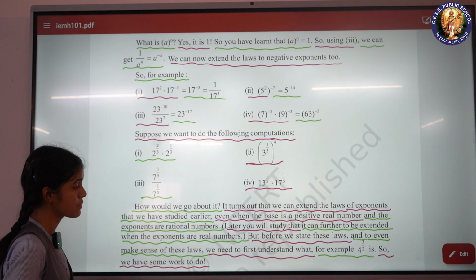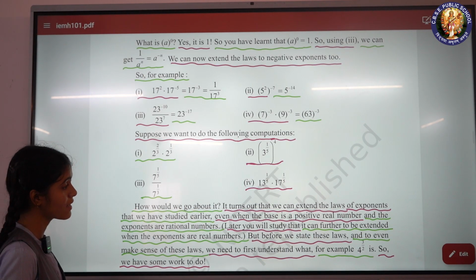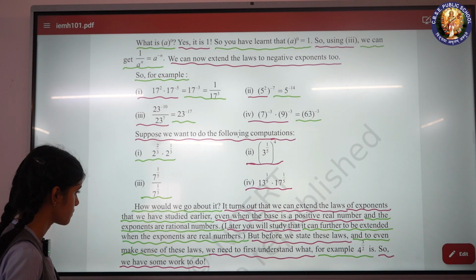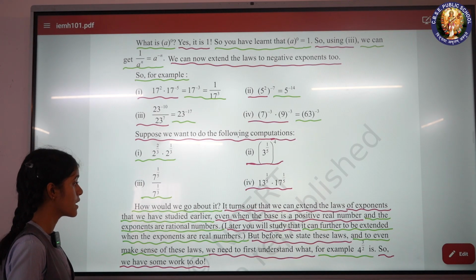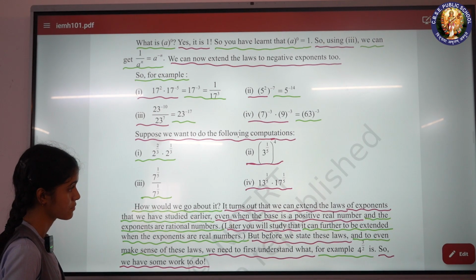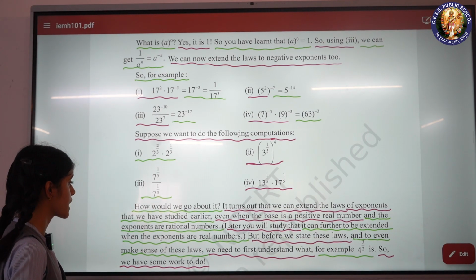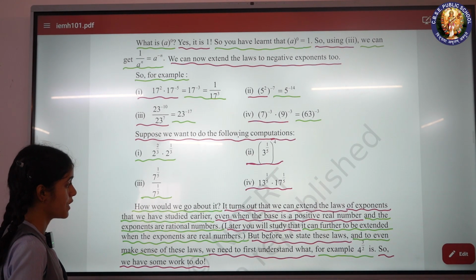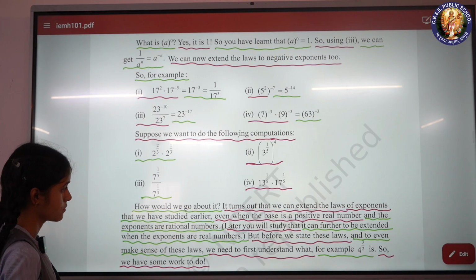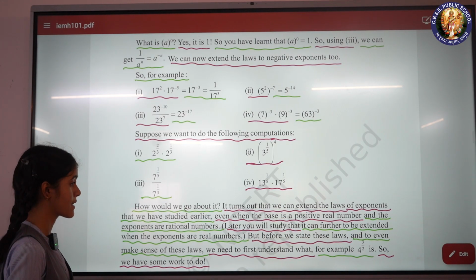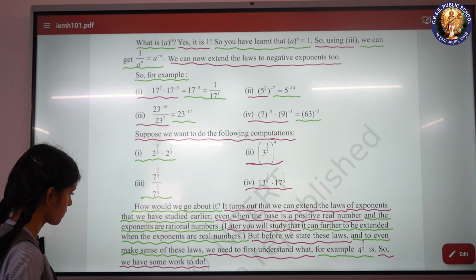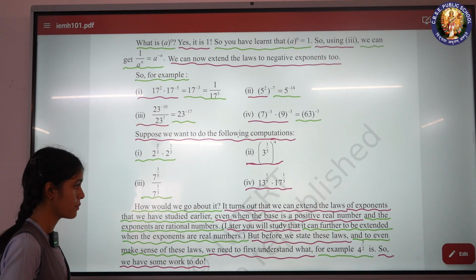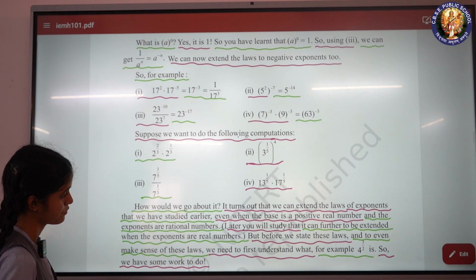It turns out that we can extend the laws of exponents that we have studied earlier, even when the base is a positive real number and the exponents are rational numbers. Later we will study that it can be further extended when the exponents are real numbers.